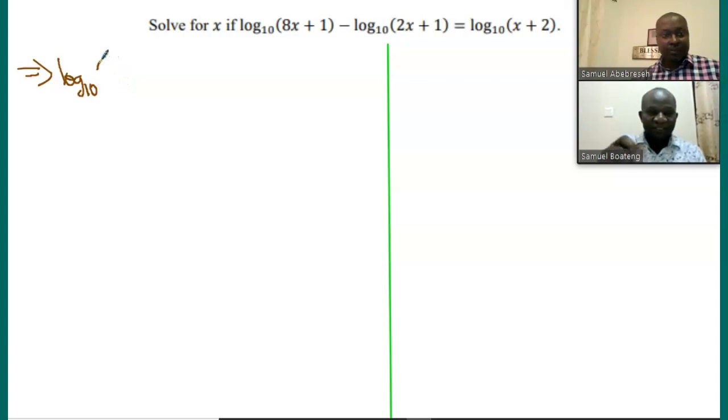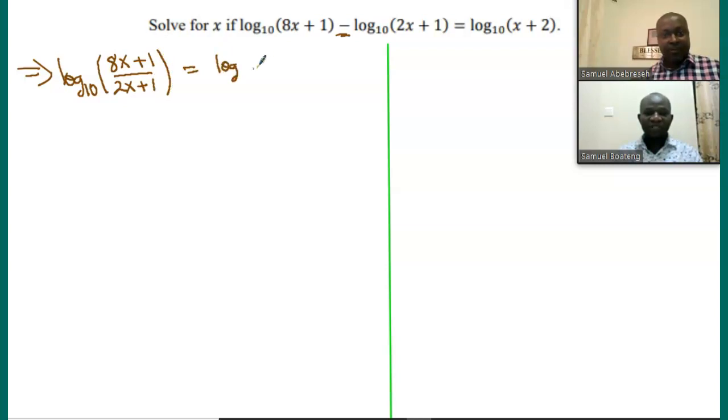So log to the base 10, dividing is minus. So we can divide according to the laws of logarithm. Yes, because it is minus, log 8x plus 1 divided by 2x plus 1 equal to log to the base 10 x plus 2.